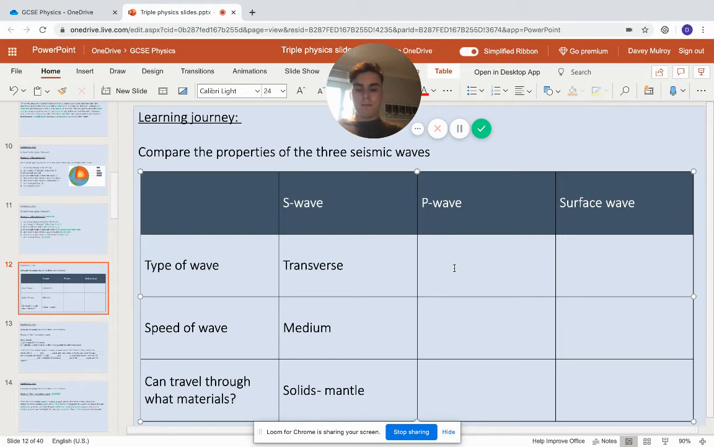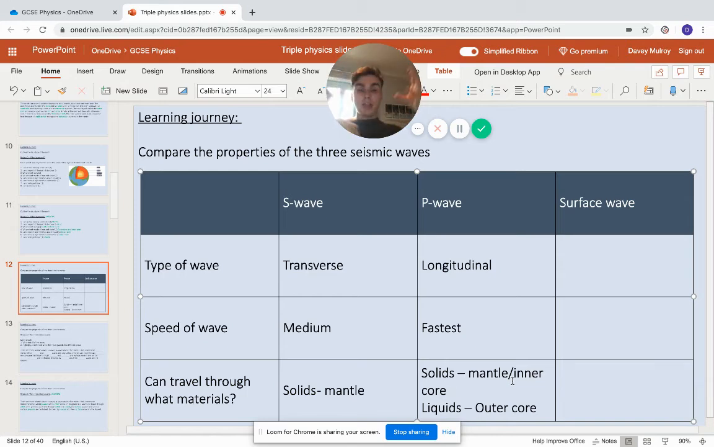We've got our P waves. Our P wave, the longitudinal wave. Longitudinal, very tough one to spell, that is. Now our P wave, fastest out of all of them. And our P wave is able to travel through solids, so it can travel through the mantle, but it can also travel through liquids, which means it can travel through the outer core.